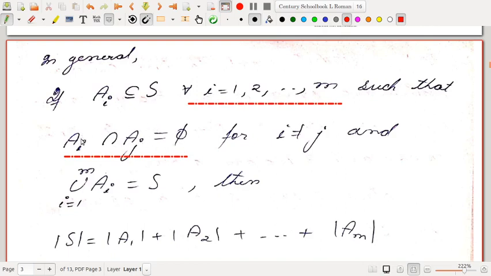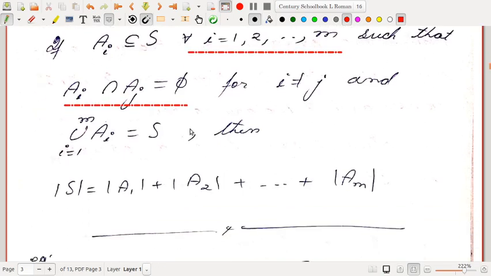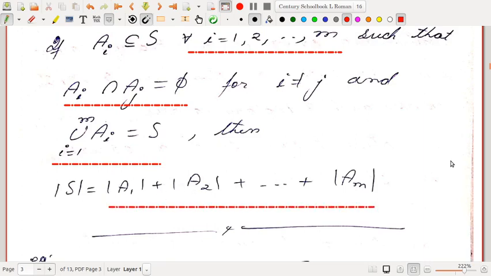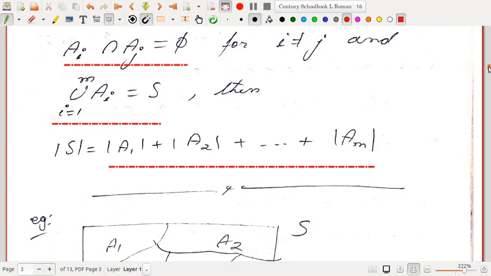So when A1 intersection A2 is phi, A1 intersection A3 is phi, so whenever i and j are unequal, Ai intersection Aj is phi. Okay, and another thing, union of Ai, i goes from 1 to m, is S. In previous lectures we have already seen what this means. It is the union of the sets A1, A2 up to Am. Then the number of elements of S is the number of elements of A1 plus the number of elements of A2 plus up to the number of elements of Am.